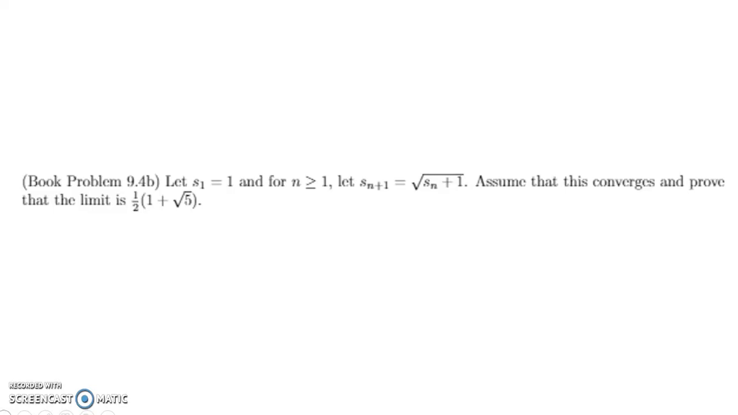Hi everyone, today I'm going to be proving book problem 9.4b, which states: let s_1 = 1, and for n ≥ 1, let s_{n+1} = √(s_n + 1). Assume that this converges and prove that the limit is (1/2)(1 + √5).